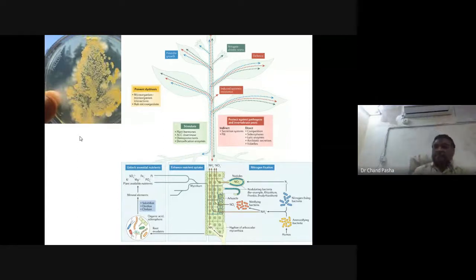And nitrogen fixation, you know how important it is. And Rhizobium bacterium, and a lot of mineralization processes are also there. Nutrient uptake, nitrogen fixation, all these are the activities which are helpful from the plant microbiome to the plant.